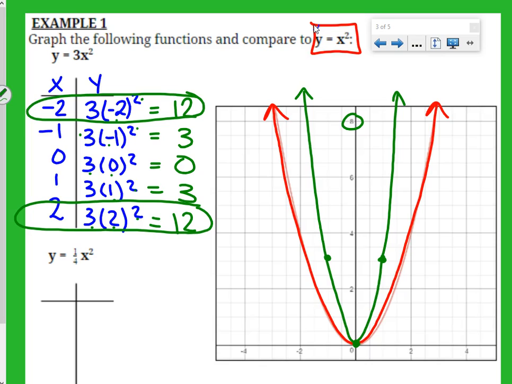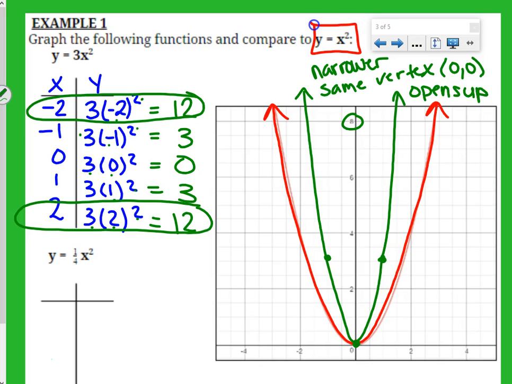All right. Now we want to compare it to the red graph. If we look, it's narrower than the red graph. It's skinnier. It has the same vertex though, lowest point is 0, 0. And then it also opens up. So that's for our green graph.